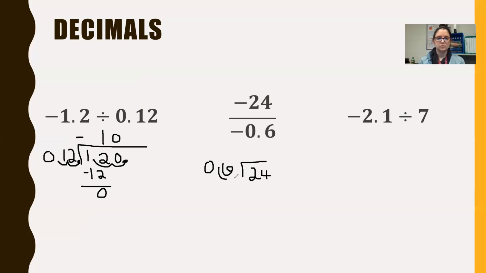Okay, we move the decimal point one place to the right. 6 will go into 24 4 times. 4 times 6 is 24. We get a 0 when we subtract. 6 will go into 0 0 times. A negative divided by a negative makes a positive. So our final answer is 40.